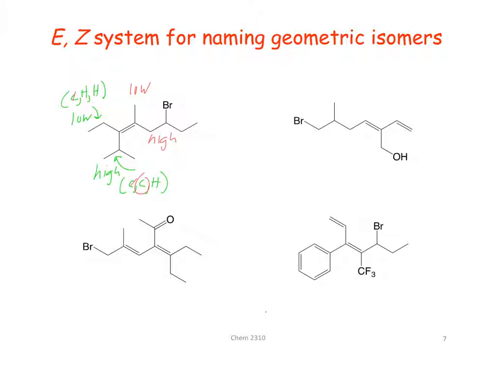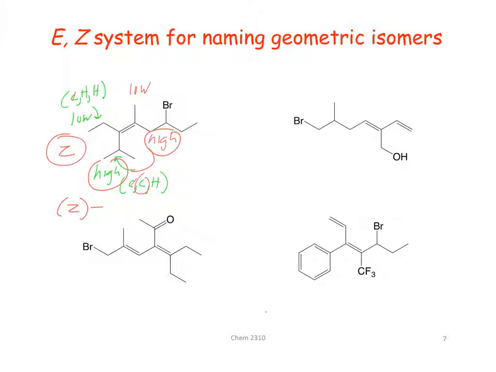Okay, so now let's look at the two highs. We have a high here, we have a high here, they're on the same side, and so this would be a Z double bond. All right? Okay, we're not going to name the whole thing. We could do that in most of these, but let's just look at the EZ designation at this point. So what we would do, though, is we would put this Z out in parentheses out in front of the name.